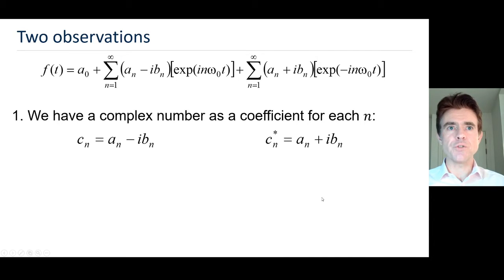So two observations about that. The first is that we now have a complex number as a coefficient for each of these frequency terms. So this first one I'll call Cn, and then the second one we can see is just the complex conjugate. And the complex conjugate means you just negate the imaginary component. So if it's minus i bn, for the complex conjugate you use plus i bn.